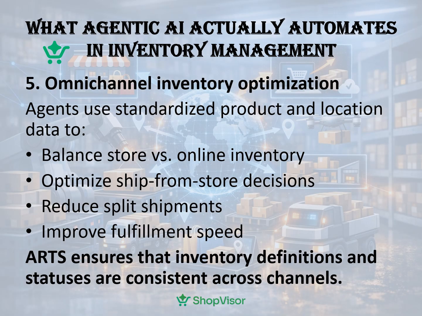Step 5, omni-channel inventory optimization. Boy, this is really critical in today's world. Agents use standardized product and location data to balance store versus online inventory and optimize ship-from-store decisions. This is really important to get fast response to your customers. Reduce split shipments and improve fulfillment speed. ARTS ensures that inventory definitions and statuses are consistent across all channels.